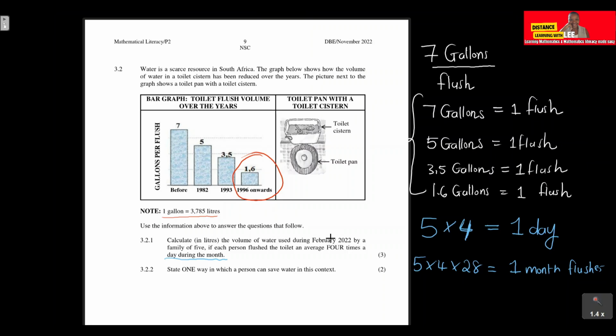22. Okay, so what is going to be our starting point in this case? We already know how many times they flush. And we already know that from 1996 moving onwards, people used 1.6 gallons of water for just one flush. So we're going to use that now to convert these flushes into gallons.